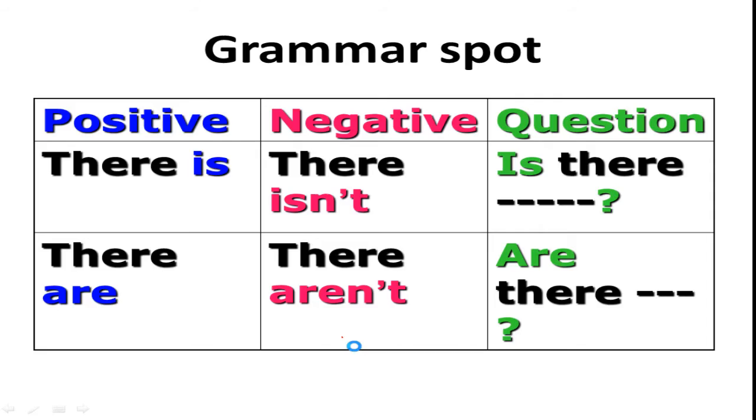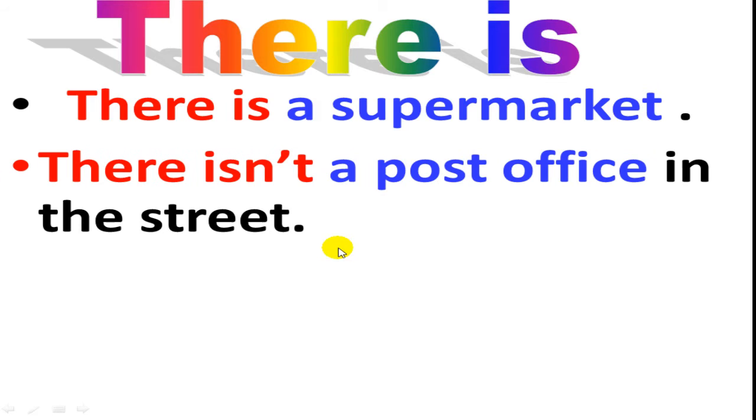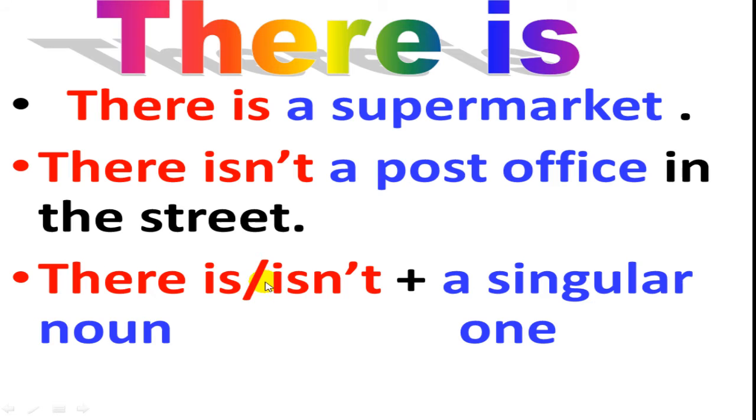Unit 8, there is. There is a supermarket. There isn't a post office in the street. There isn't, plus a singular noun. A singular noun, one. There is a supermarket, there isn't a post office.